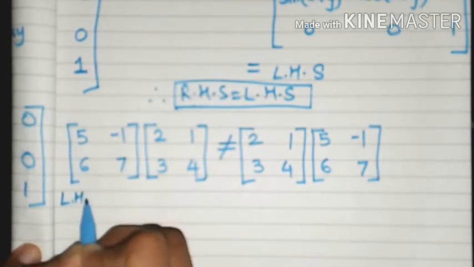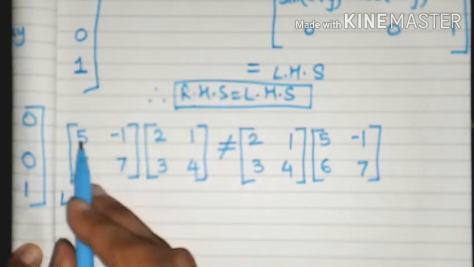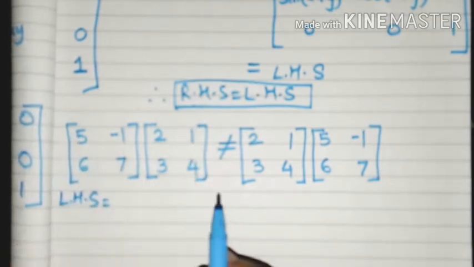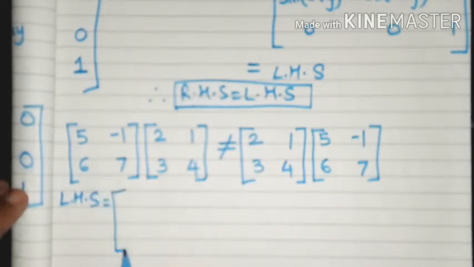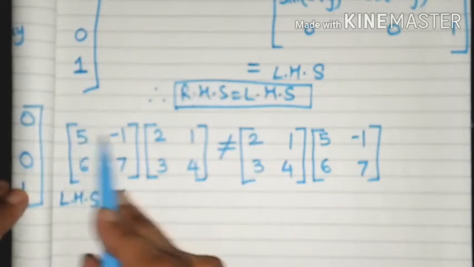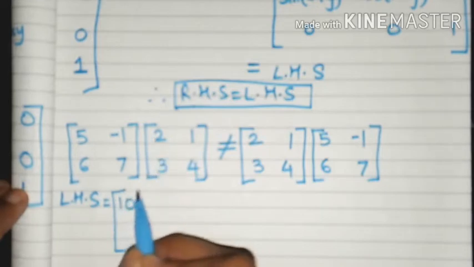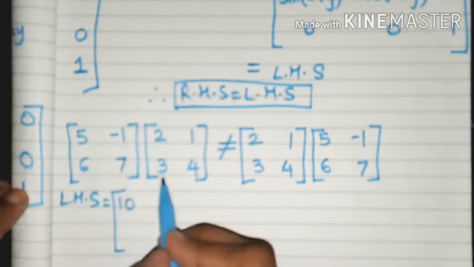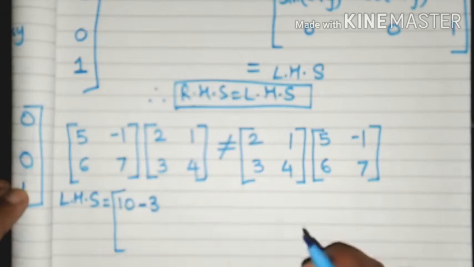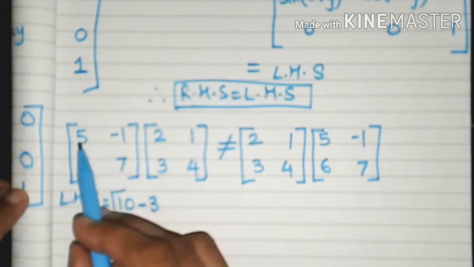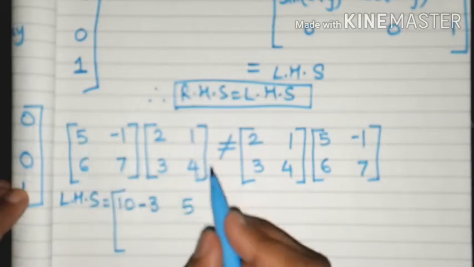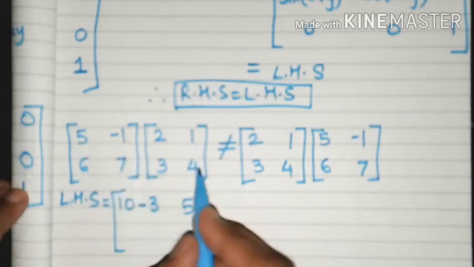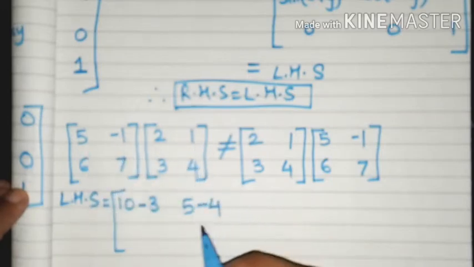Let's first take the left hand side. So the left hand side is nothing but this. So let's do the multiplication very carefully. So the first row, first column entry. So it will be 5 into 2, which is 10, minus 1 into 3. So you will get 3 here. So 10 minus 3. Then the first row, second column will be 5 into 1, which is 5, and minus 1 into 4. So 5 minus 4.